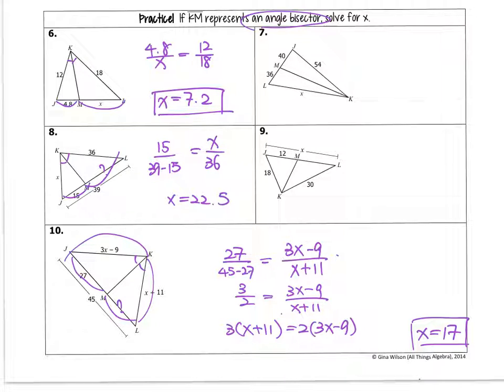Finally, we wrapped it up in this video with the triangle angle bisector theorem. And again, that states that if you have a triangle angle bisector, the 2 segments created by the bisector on one of the sides are proportional to the other 2 sides of the triangle.